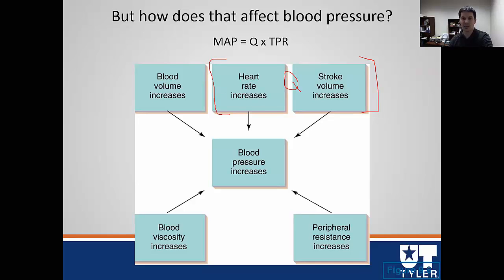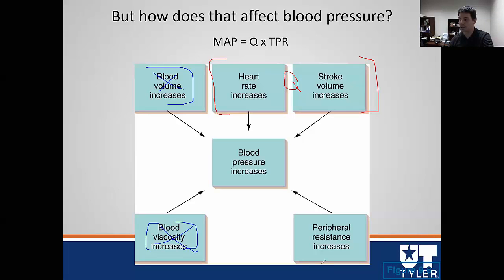We can also say that blood volume and blood viscosity, for all intents and purposes, don't really have any effect during exercise. There maybe is a little bit of viscosity increase if you get very dehydrated or if you drink a lot of water, but for the most part, your blood volume and your blood viscosity both stay exactly the same when you start to exercise, right?